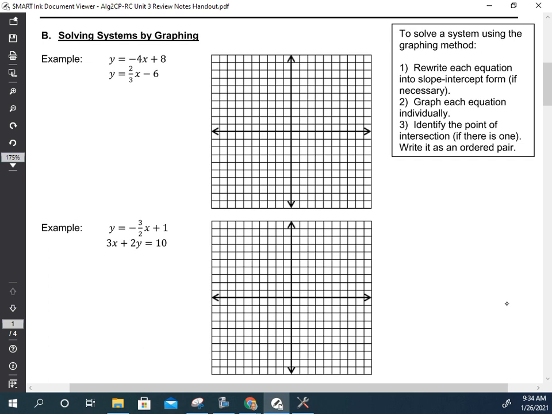So let's look at the first type of solving, which is graphing. We just finished a section on graphing. To solve a system by graphing, first step, rewrite each equation into slope-intercept form. That means it has to be y equals something. So both of your equations here are already in y equals format. So we're good to go.